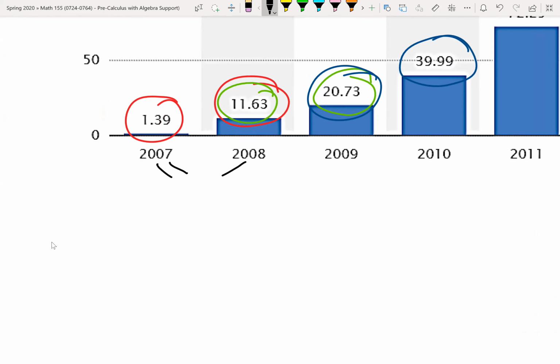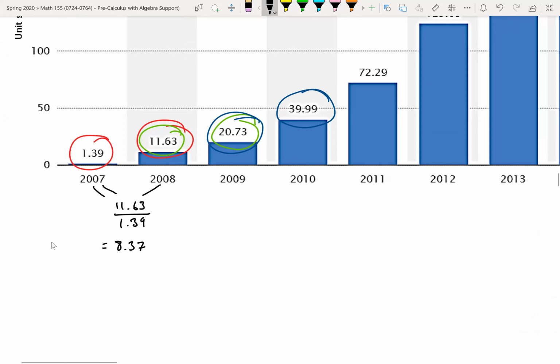Between these two, right, I'm gonna do 11.63 divided by 1.39. I get 8.36. Wouldn't that be 8.37? Or are you not rounding? You are correct. Okay, this one is a pretty drastic increase.